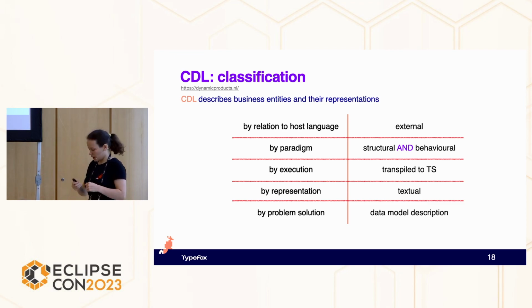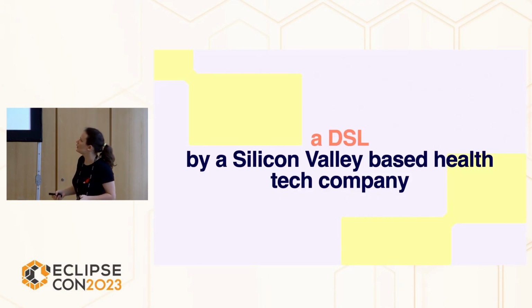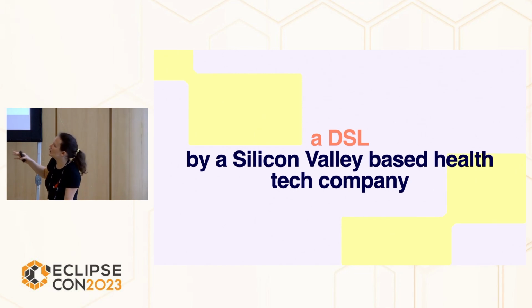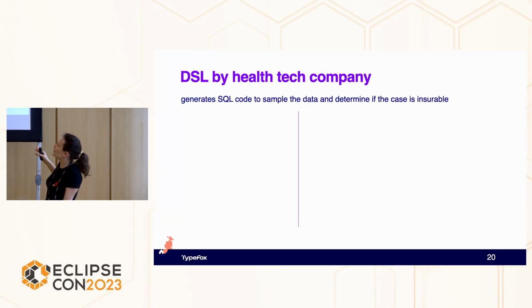Now we can come to the next language. The next language is a DSL by a Silicon Valley-based health tech company. This DSL generates SQL code to sample the data and determine if the case is insurable. So it's for insurance companies.